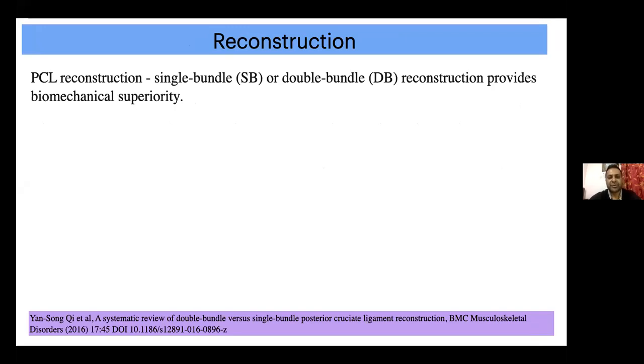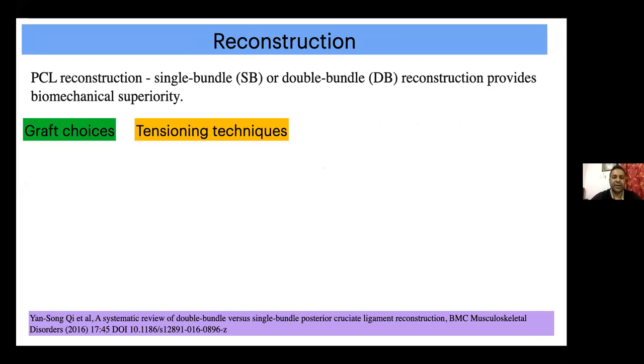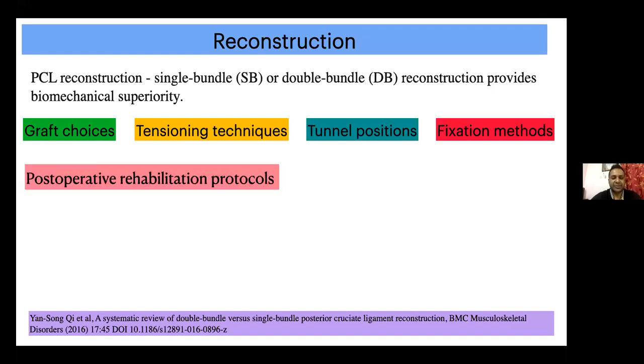About the reconstruction of the PCL, single bundle or double bundle reconstruction provides biomechanical superiority. Which one? It's a debatable one, so I will not go into details. But the outcome of single bundle or double bundle reconstruction depends upon many factors. The factors may be graft choices, tensioning techniques, tunnel positions, fixation methods, post-operative rehabilitation protocols, and of course the surgeon's expertise.